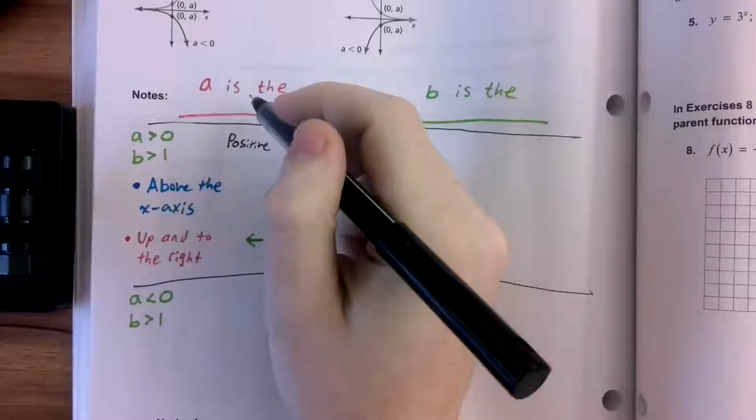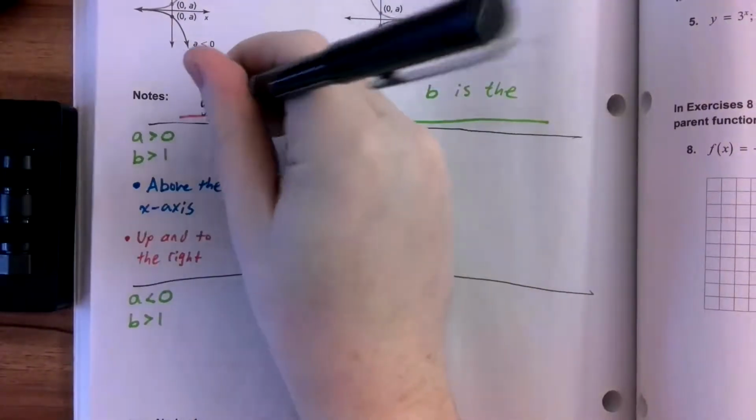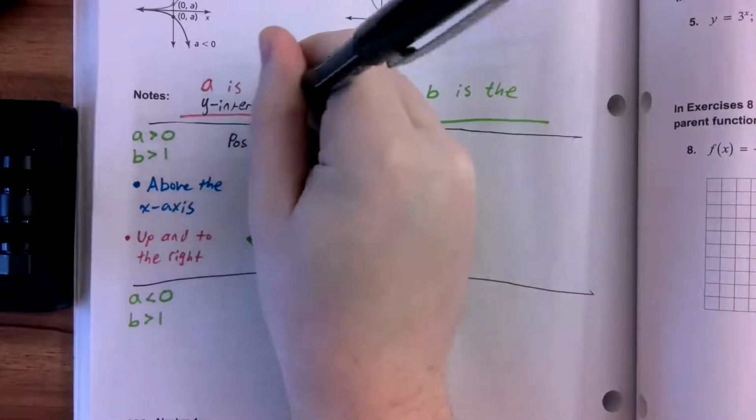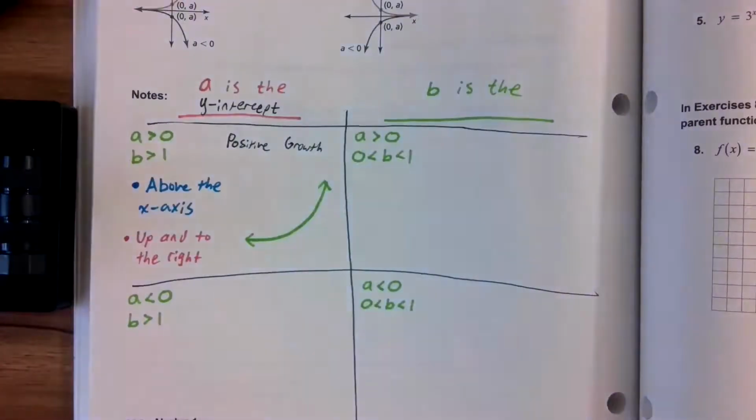We can also fill in this blank up here. A is our y-intercept. So whatever number is there for A, that's going to be where our graph starts on the y-axis.